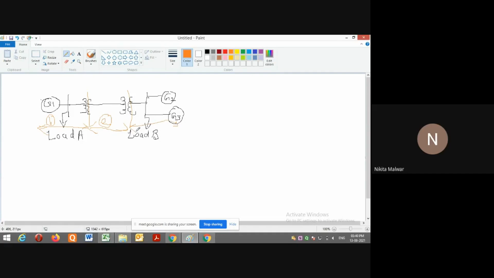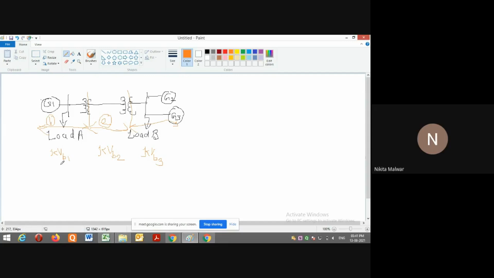Okay, what we have to do? We have to find out the kV base for section wise. That means for section 1, here it will be kV base 1. So for section 2, you will have to find kV base 2, and for section 3, you will have to find kV base 3. So by considering the given data, we have already find out the values for kV base 1, 2 and 3.